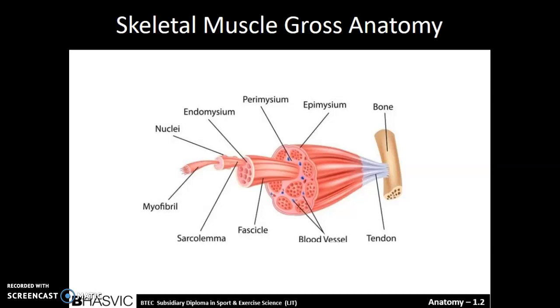In the attachments of muscles, there are origins and insertions. The origin is the attachment part that does not move when the muscle is contracting. This is different to the insertion, as this is the attachment part that is moving when the muscle is contracting.